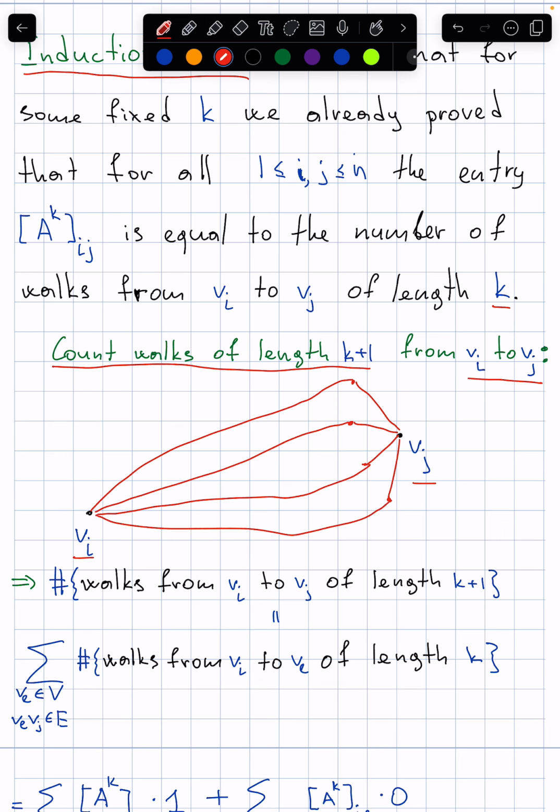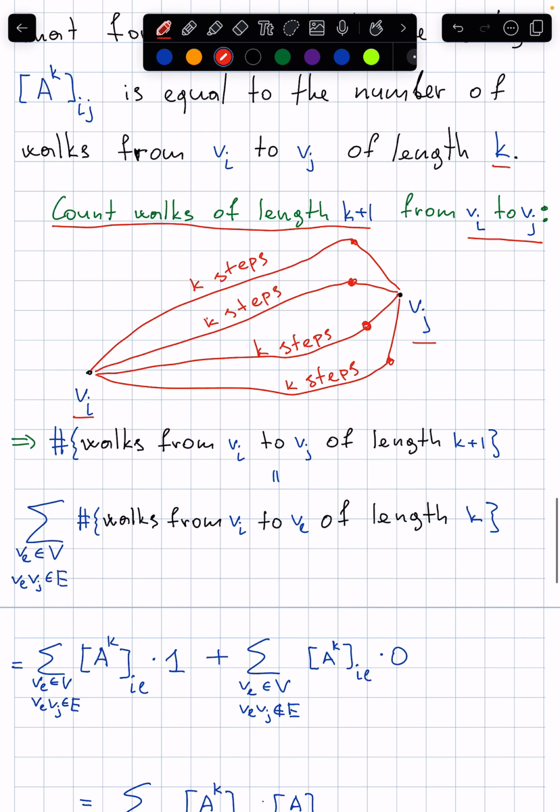And this will give us all the possible walks of length k plus 1 to vj. So we need to get in k steps to one of the neighbors of vj. That's the idea. So let's write down some formulas.